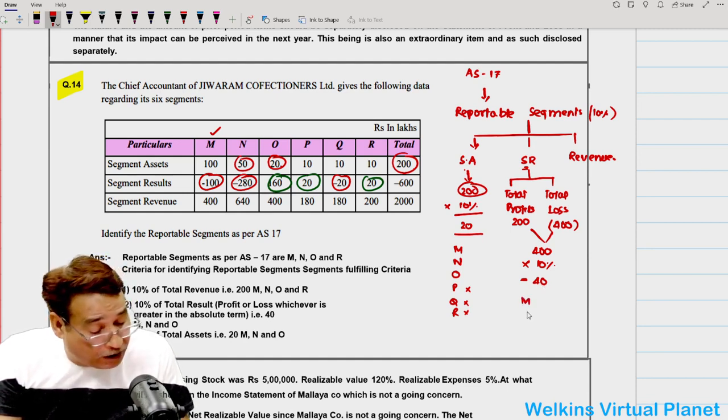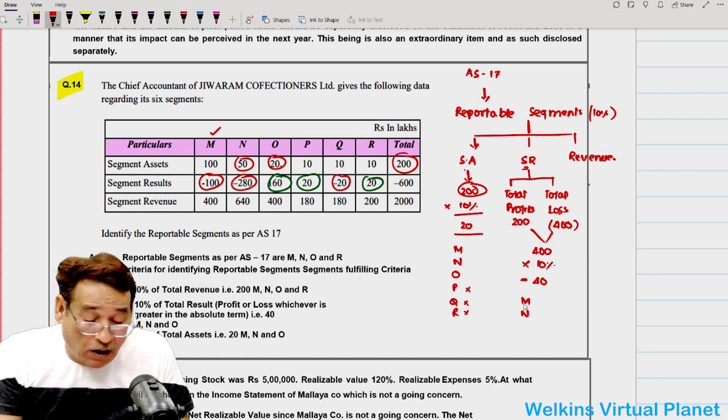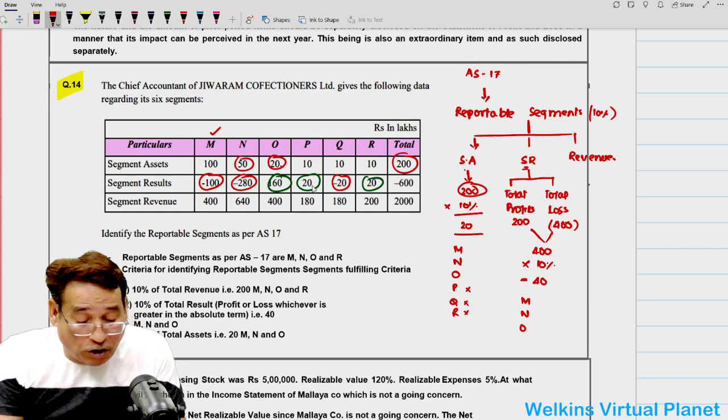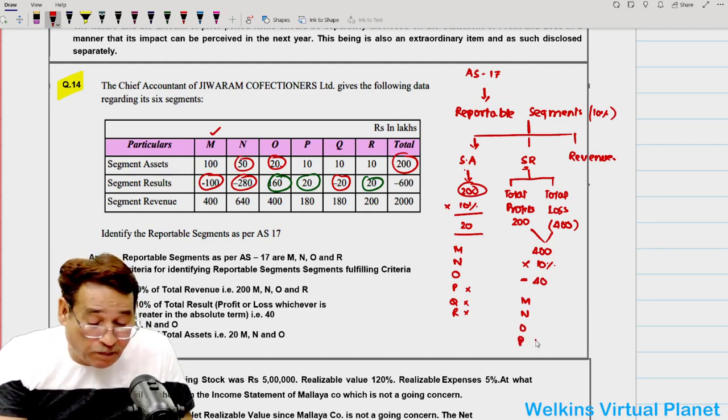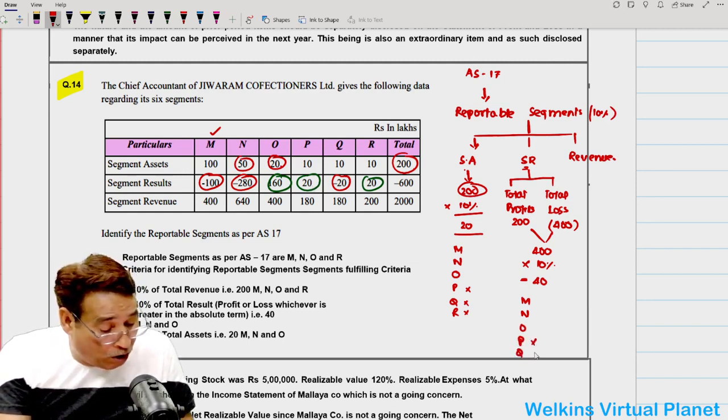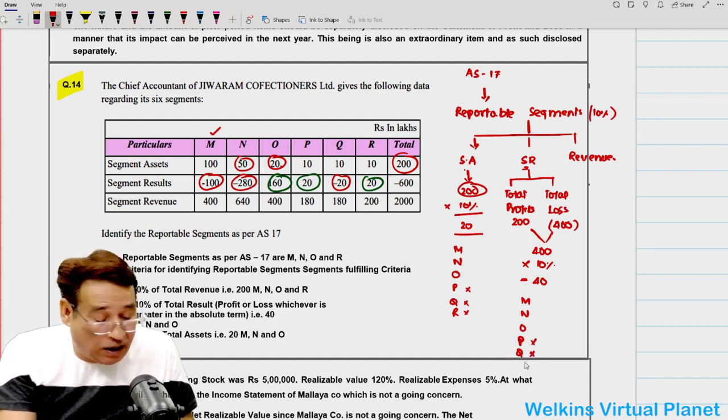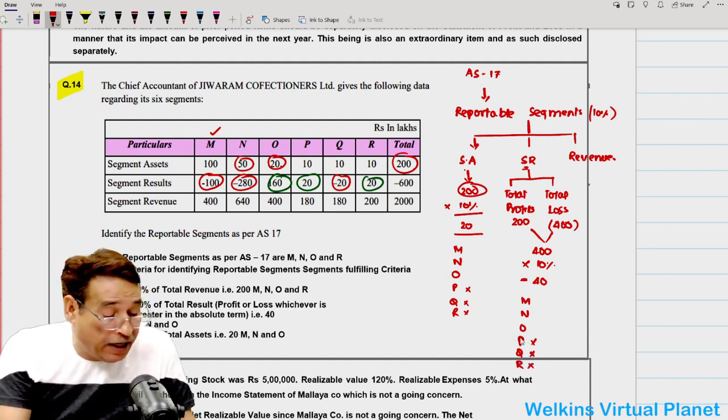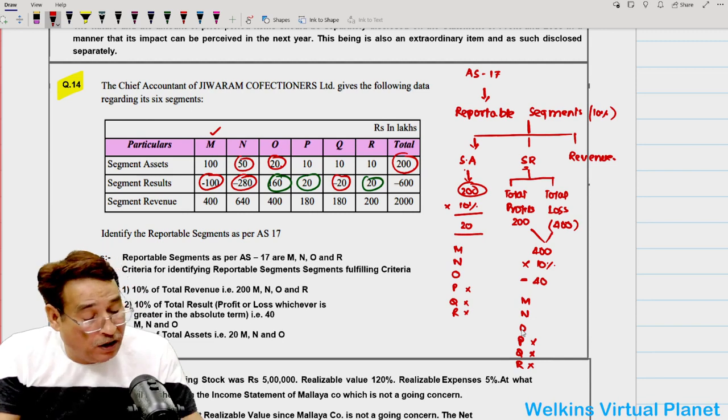280 is more than 40, so it is also a reportable segment. 160 is more than 40, so it is also a reportable segment. This one has got 20, so it is not a reportable segment. P, Q also is not a reportable segment, and R is also not a reportable segment as per this particular criteria. Is it clear to you?